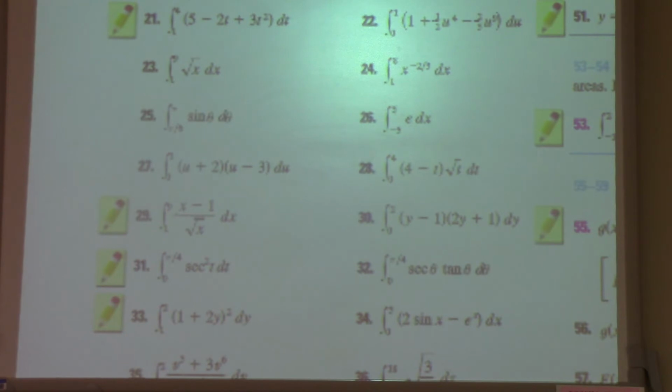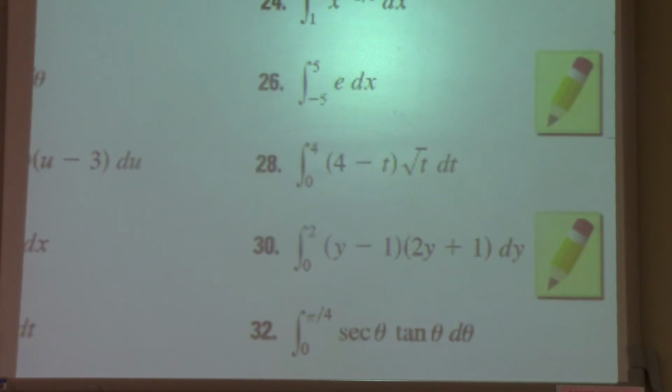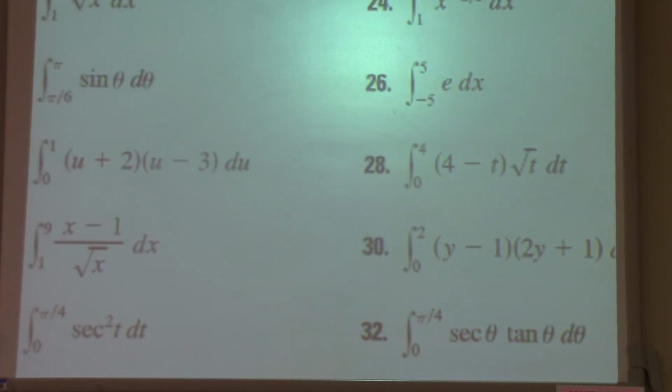Plus 6. 26 says negative 5. I can't even read, it looks like negative 2 or negative 3 to 5. It's negative 5 to 5. Okay, negative 5 to 5 of e to the x. It's just e. Is that a little bit clearer? I had to blow it up on the screen. How's that? I've got to move it over a little bit. There.